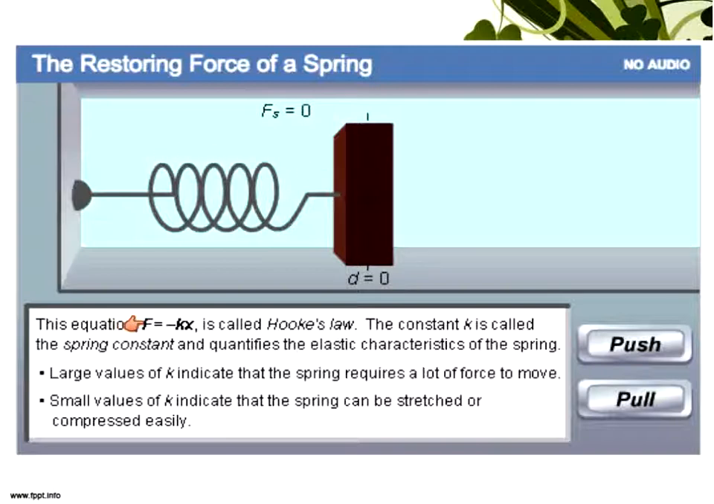Here's the equation for Hooke's Law. We really don't use it very much in pre-calculus. I just wanted to show you that it is connected to physics.